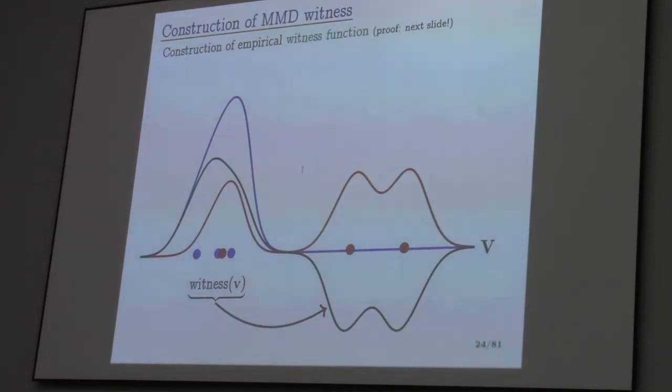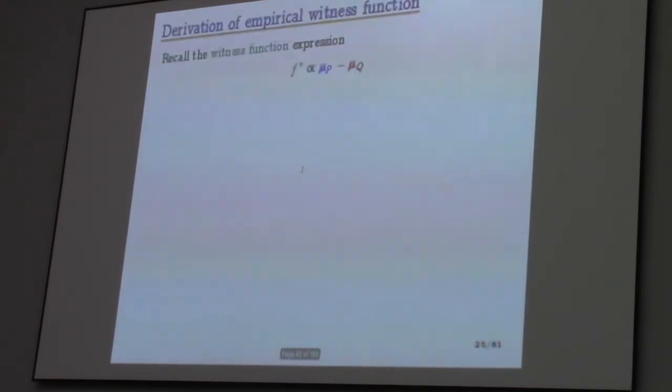Now, why is this true? Let's find out. Remember that my witness function is, up to scaling, the difference of expected feature means. Now, if I've observed samples, what is my feature mean? It's just the empirical average of the features of the points that I've observed. So here's the empirical average of the features of the points.